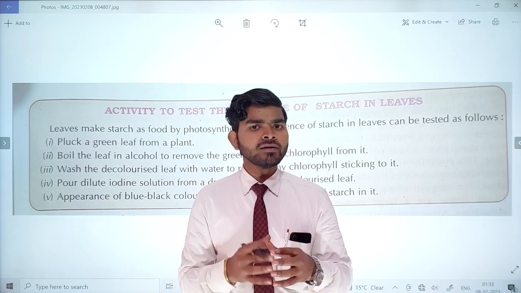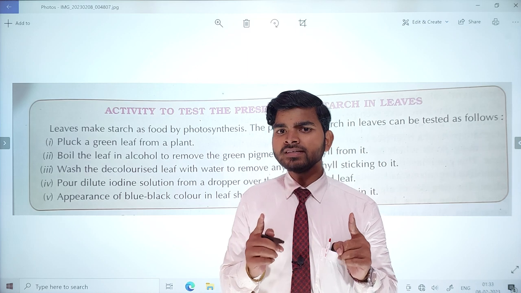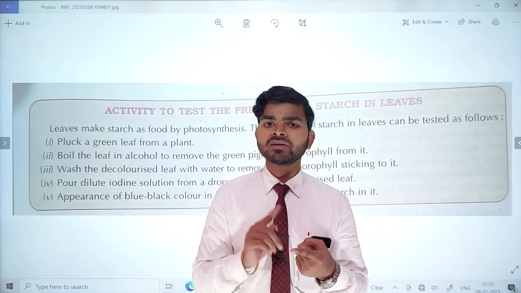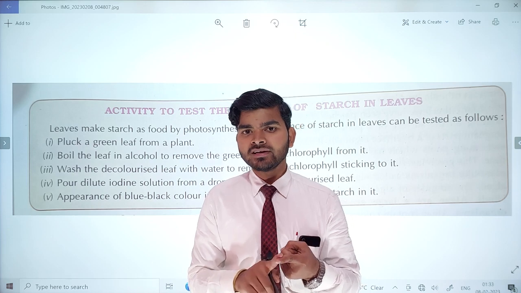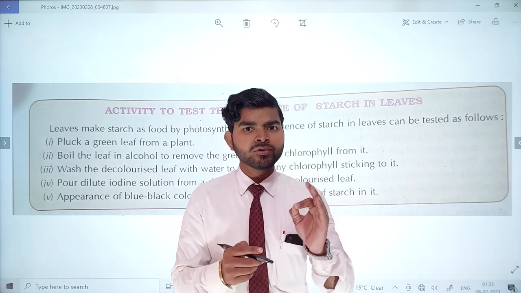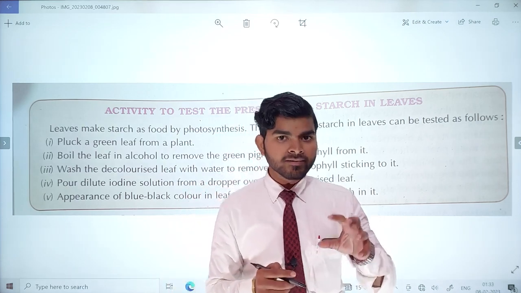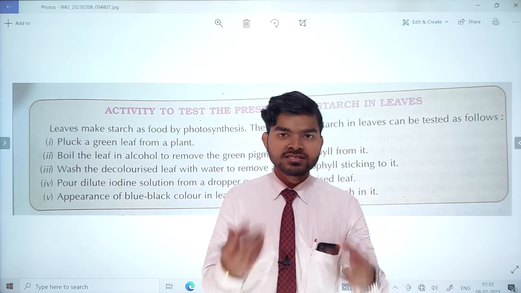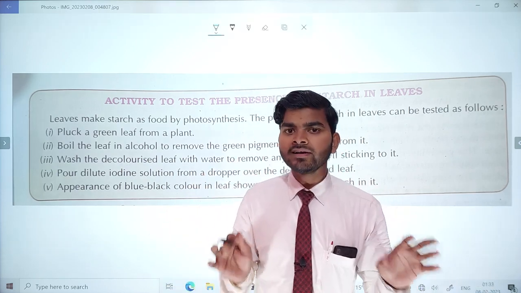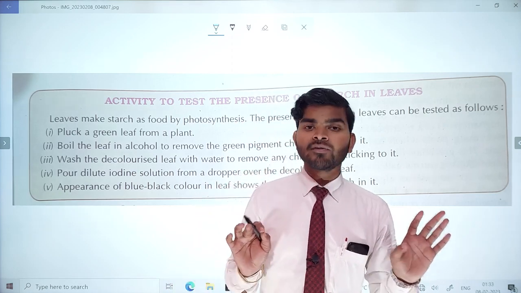Some people may ask for proof. Can you prove that photosynthesis is being run by the plants or trees? The proof is that food, that is starch, is available in the leaves. If starch is available, then photosynthesis takes place. If starch is not available, then photosynthesis does not take place. Concept clear? Of course, clear.